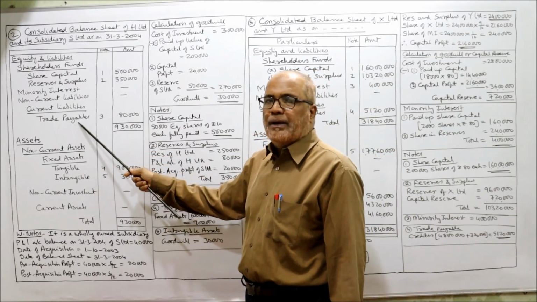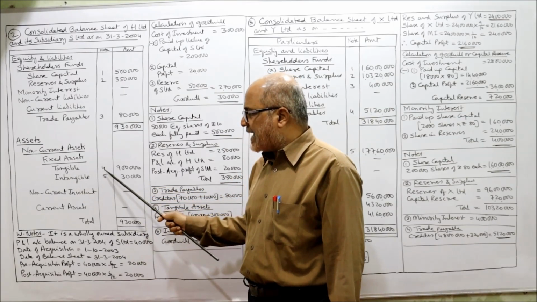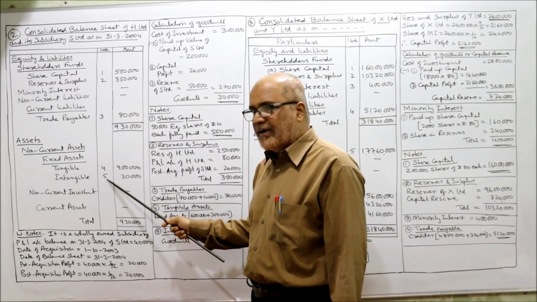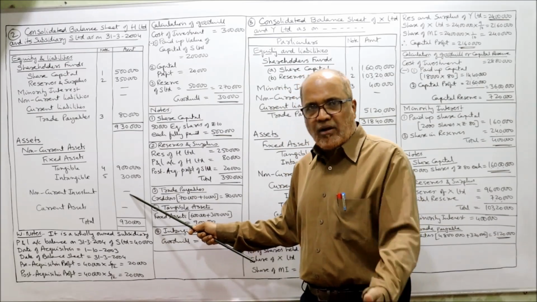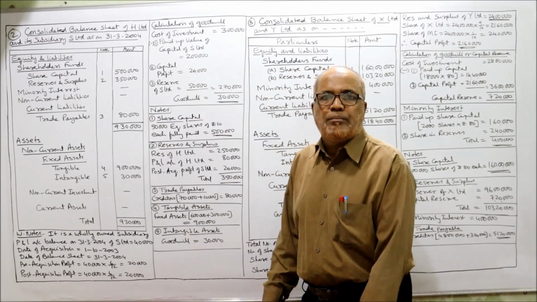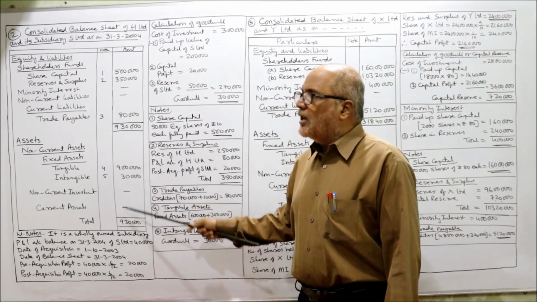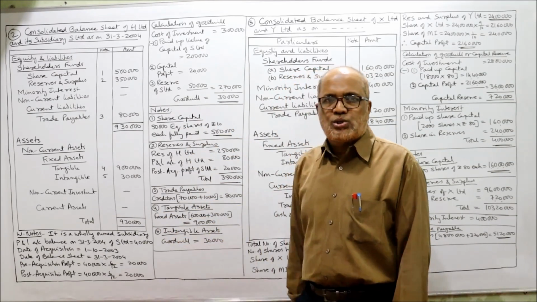Current liability, trade payable, third number. Then non-current assets, fixed assets, tangible 4, intangible 5. Non-current investments are not given in the problem. Current assets are also not given in the problem. For the sake of formality, I am writing it down. Now we have to take the amounts in notes.